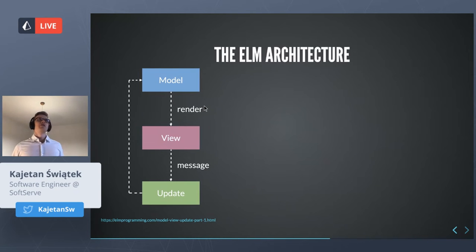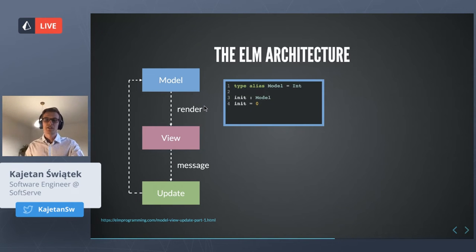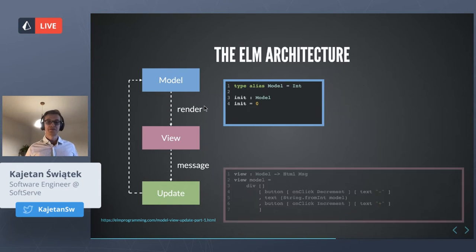So now I'd like to show you just an example, the simplest example of an Elm application there is, a counter application. As a model in this counter application, we have a counter, we have two buttons, one button for incrementing the counter and the second one to decrement the counter. So our model in this example is just a simple integer, and the built-in init function allows us to initiate our model. So in this case, it's zero.